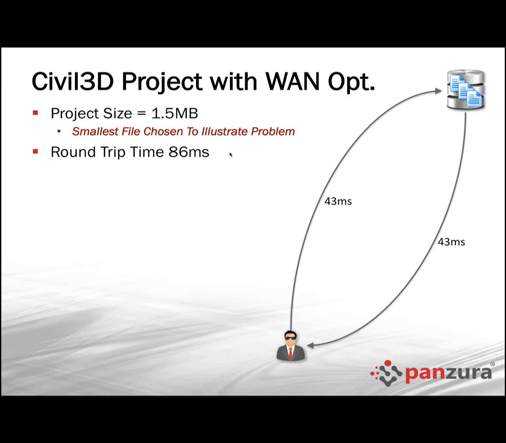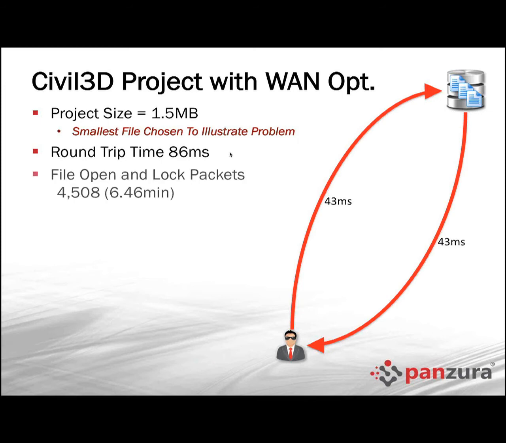So like most customers, they upgraded their bandwidth, they added some WAN acceleration, they made that bandwidth hotter. And I don't know if you can see that transition, but the lines got red. But what you don't see is those lines didn't shrink. The round trip time is still 86 milliseconds. So let me show you how that gets affected.